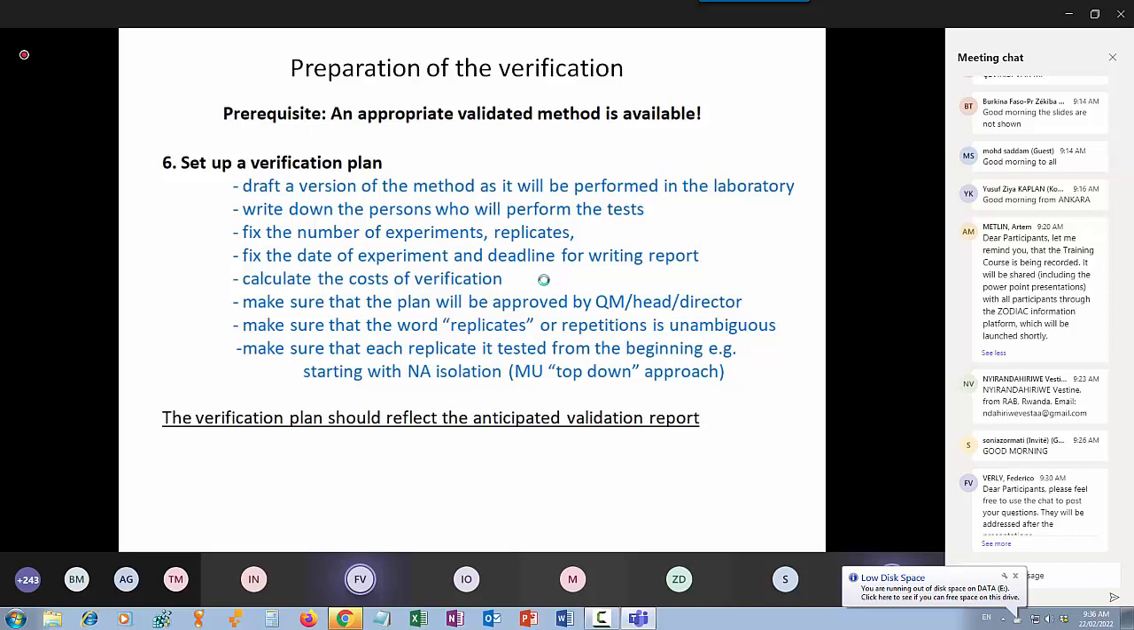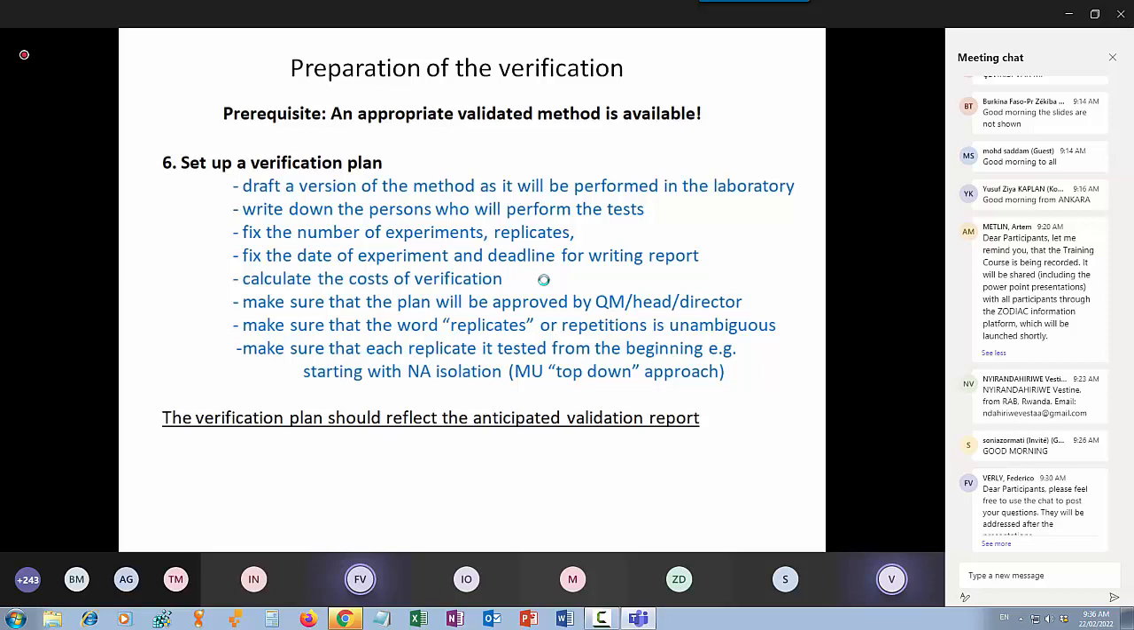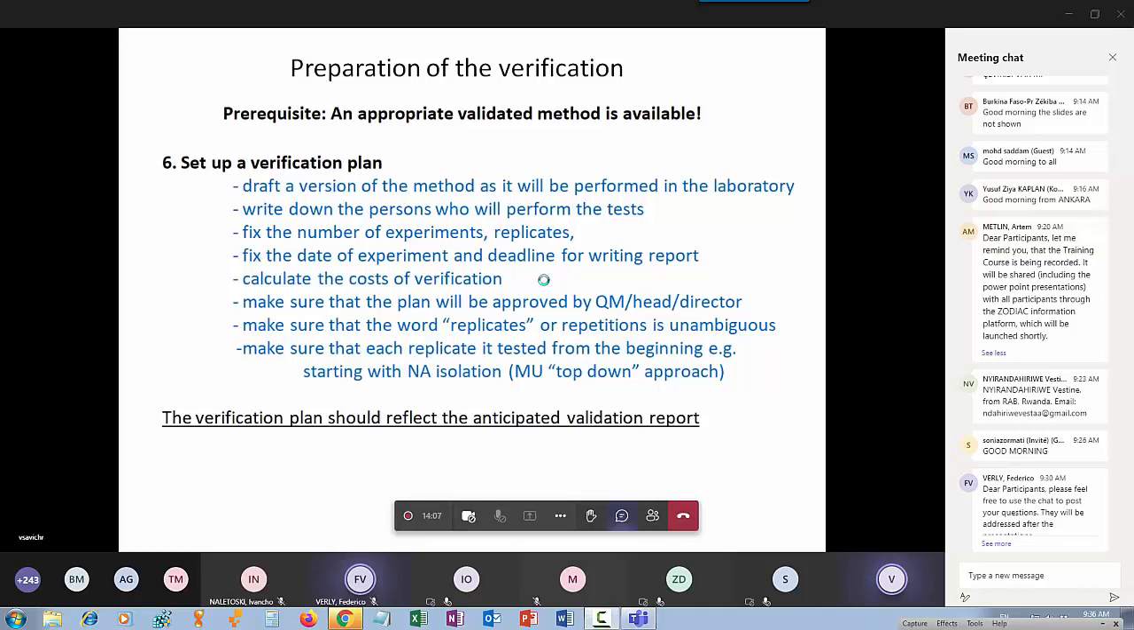They are very similar. In the plan, you write what you will do, and later on in the report, you write the same items, but what you achieved in your verification plan. In your plan, you will also put the calculations that you will use to find all the verification data you need at the end.